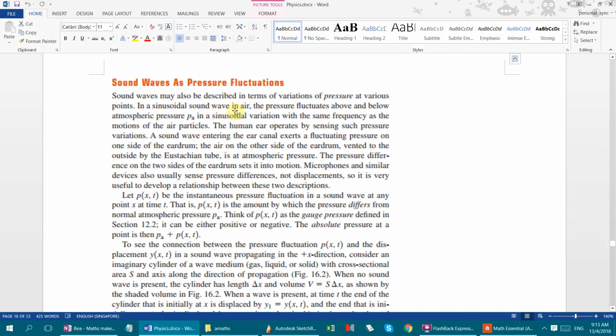Sound waves may be described in terms of variations in pressure at various points. Now, when the author wrote this, described in terms of variations of pressure at various points, I don't think many students can understand, which is really, really bad.